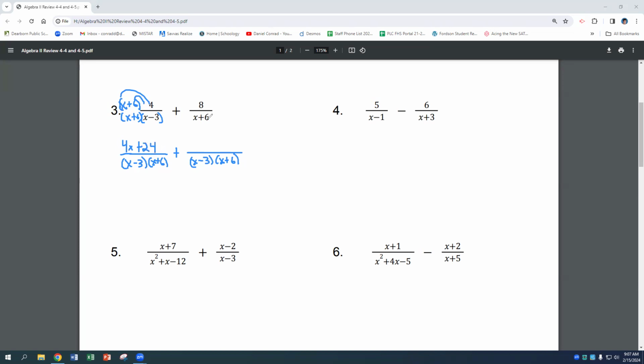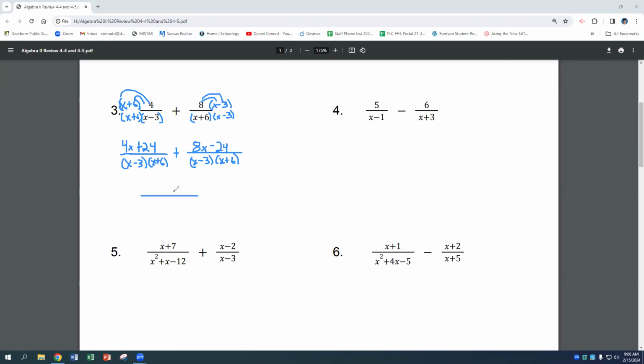Okay, the second term, I have an x plus 6, but I'm missing the x minus 3, so I need to multiply the bottom by x minus 3. If I multiply the bottom by x minus 3, I need to multiply the top as well, so we don't change the value of the number. Okay, we're just changing the way it looks. Distribute my 8, I get 8x minus 24.